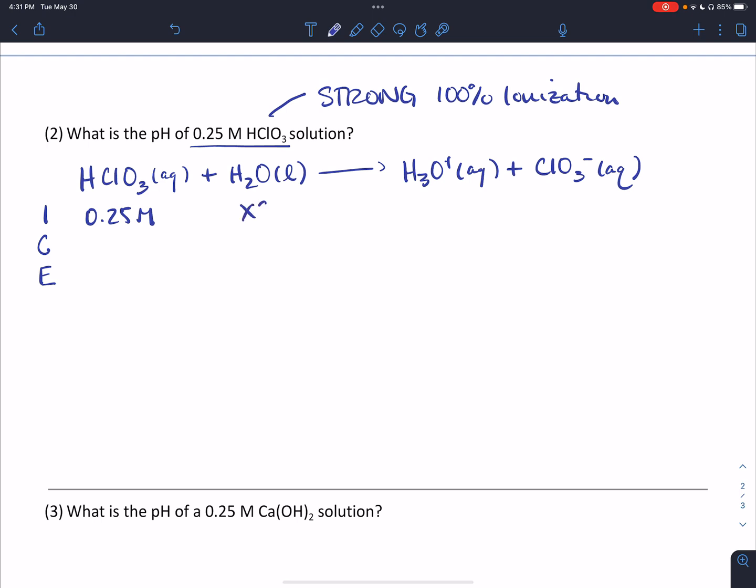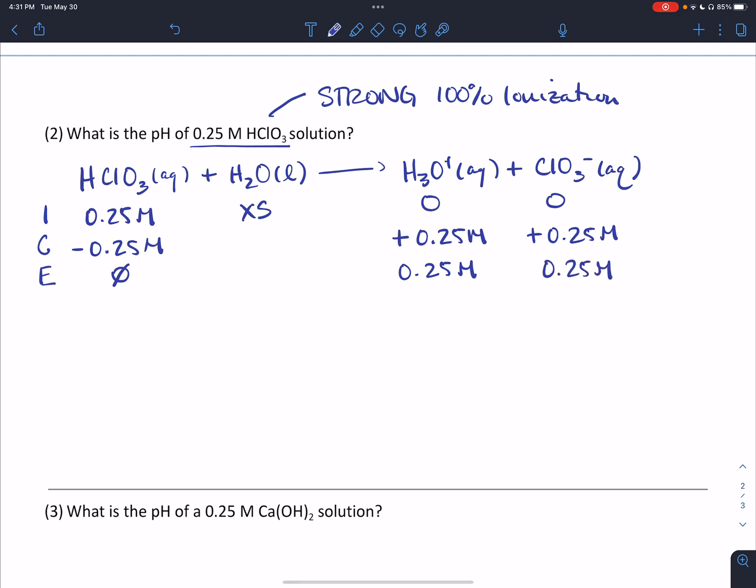My liquid is in excess, water, and I don't have any of my products yet. Then ionization happens. Because it's 100%, all 0.25 molar gets ionized, leaving me with none at the end of the reaction. And I have a 1-to-1 molar ratio between the acid and hydronium. So that means I get 0.25 molar hydronium and 0.25 molar chlorate. So at equilibrium, I have 0.25 molar hydronium in my flask, and I have 0.25 molar chlorate in my flask.